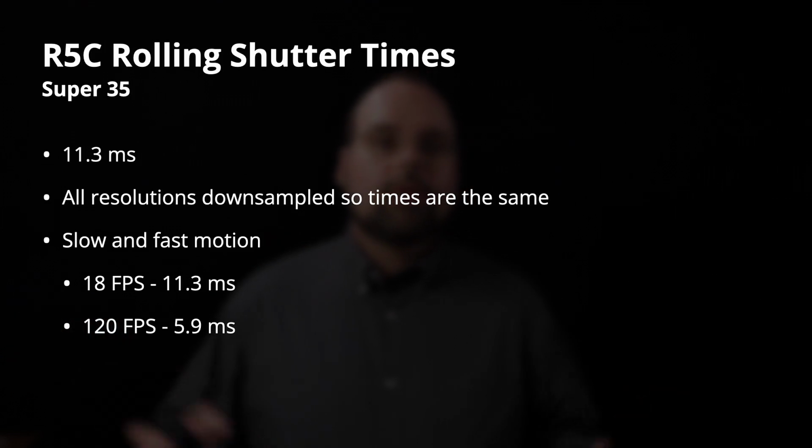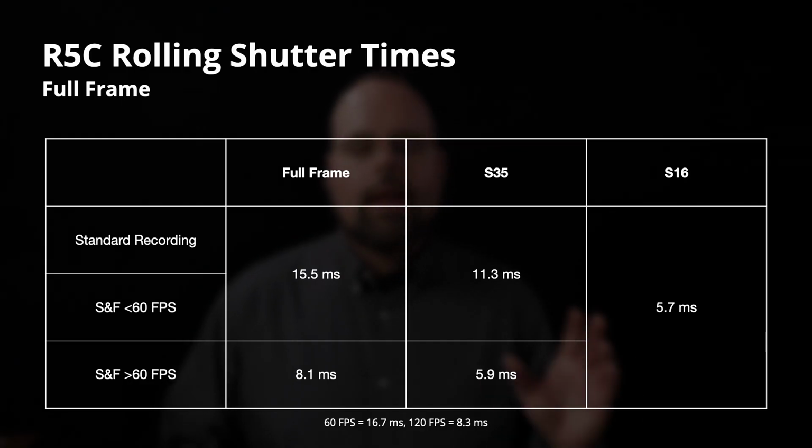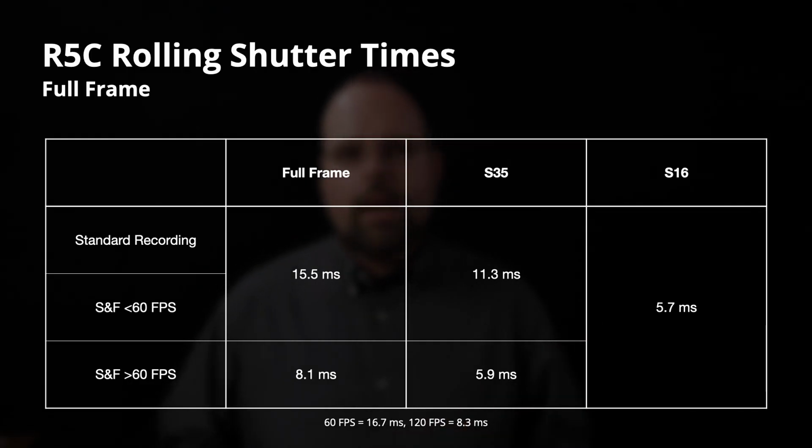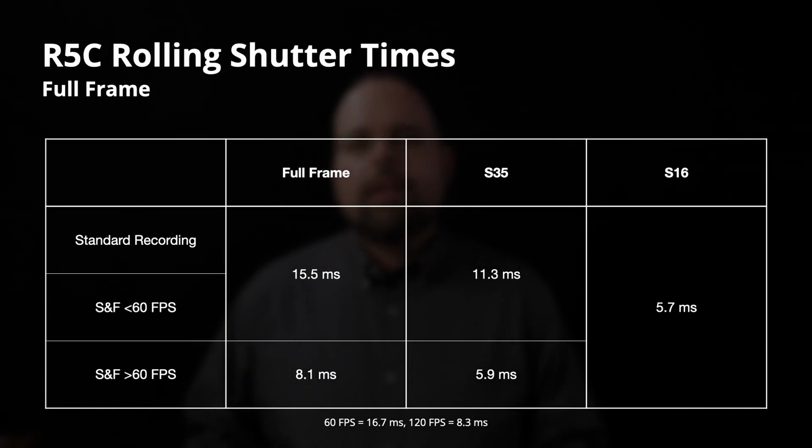Dropping the crop mode down to Super 35 improved the rolling shutter performance by decreasing the time to 11.3 milliseconds. Again, this is the same for everything across the board, all of the output resolutions. Shooting in slow and fast mode again follows the same kind of setup as full frame does. Everything 60 frames per second and slower shoots at 11.3 milliseconds. Anything above that, so 96 and 120 frames per second, shoots at 5.9 milliseconds. So appreciable improvement there as well.